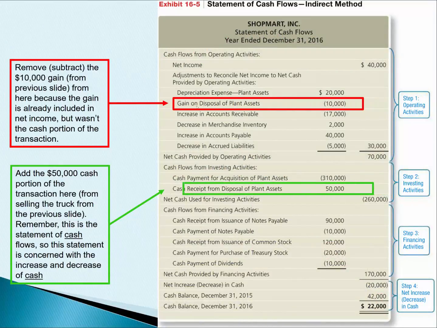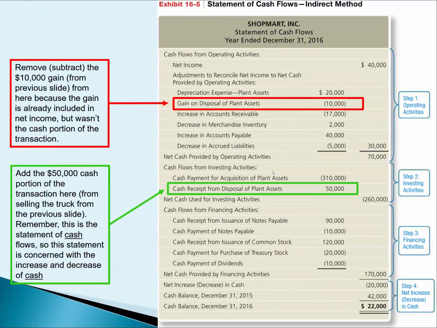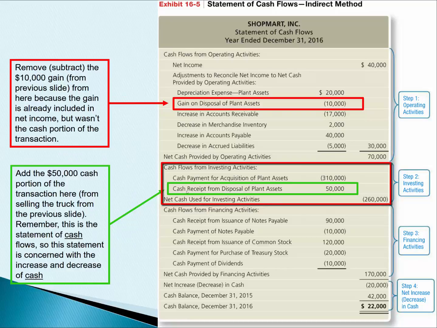So up here, we are removing the $10,000 gain because here's our net income. This net income includes $10,000 of gain. Well, we did not receive $10,000 of cash from that gain. We actually received $50,000. So the $50,000 goes down here in the investing section. Notice it says cash receipt. That's because we received the cash.